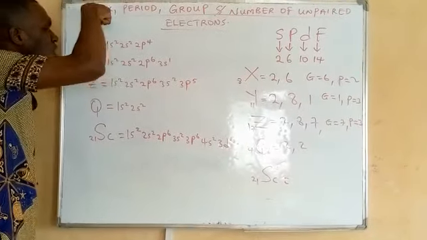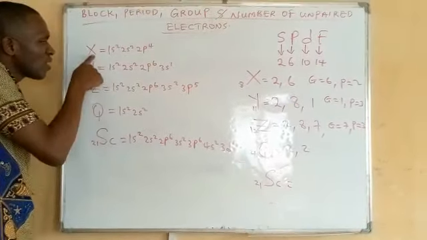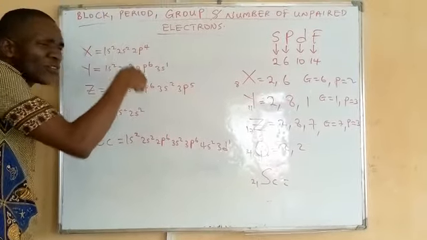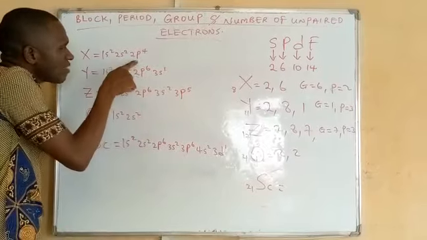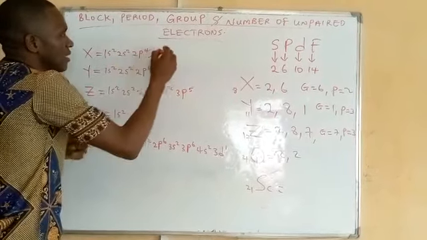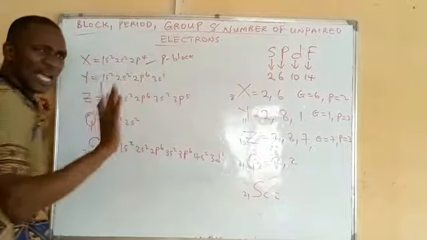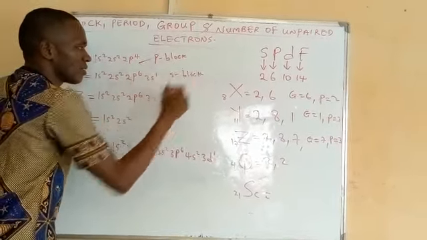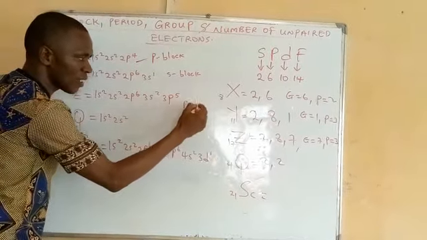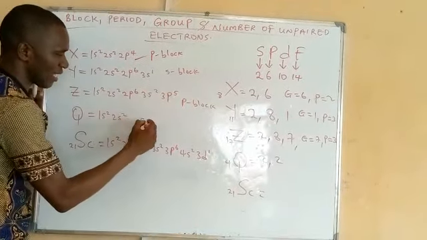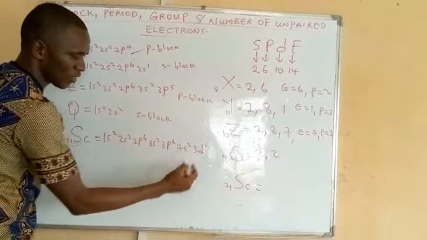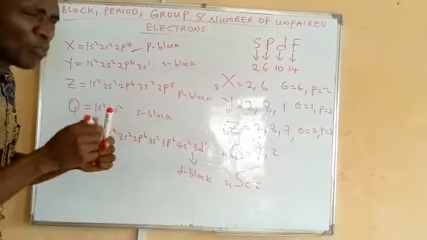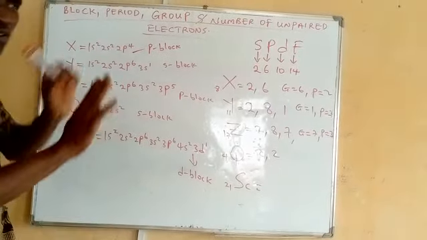Whenever you are asked the block of an element, for example, if they ask you what is the block of X, you can easily get the block based on where the electronic configuration stops. This one stops at P, so it's P block. As simple as that. This one stops at S, so it's an S block element. This one stops at P also, it is a P block. This one stops at S, it is an S block. This one stops at D, it is a D block. That's how to get block. Block simply means where that particular electronic configuration stops.